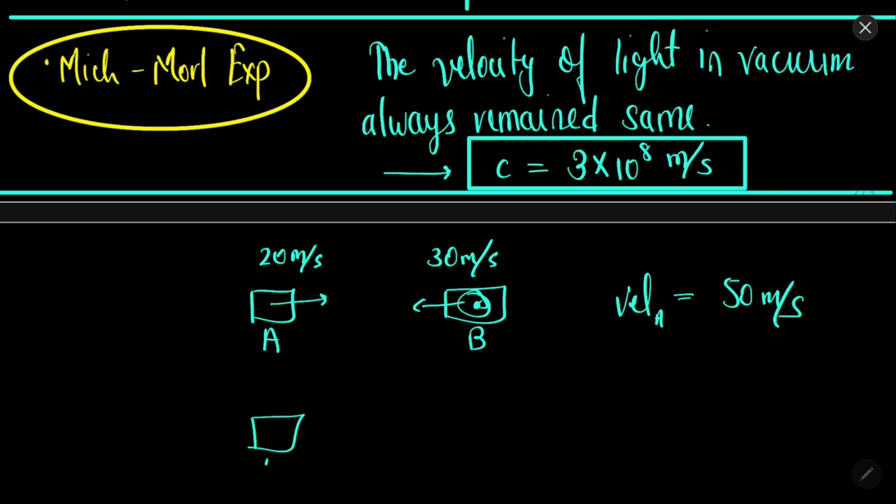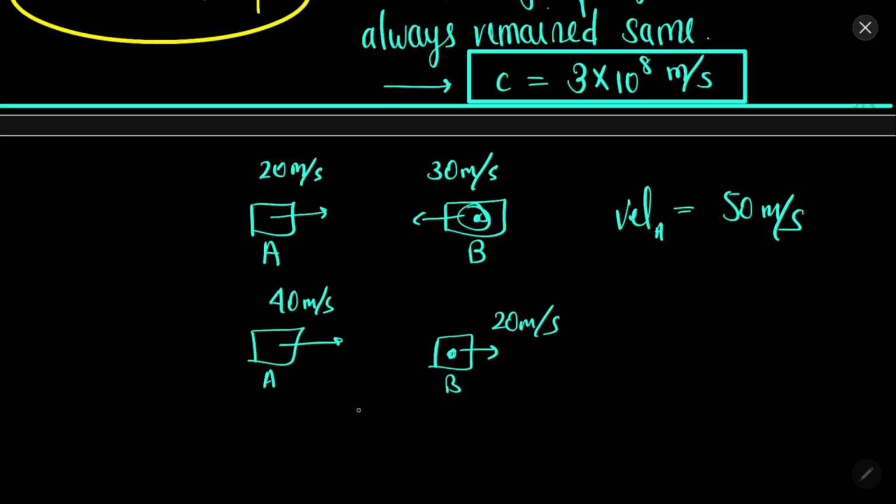And let's say the situation is like this: A is moving with 20 meters per second and B is moving with, let's say, 40 meters per second, both in the same direction. So if you are in object B, frame of reference B, the velocity of A will be 20 meters per second for you, because you are moving with 20 meters per second in the same direction as A. So you will observe less velocity for A. So the velocities change if you are moving towards or moving away from the object.